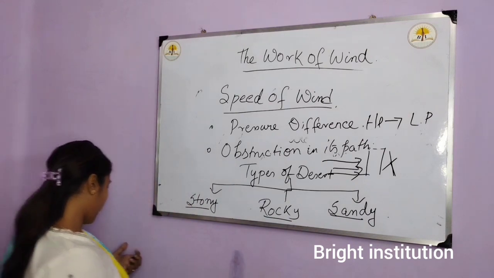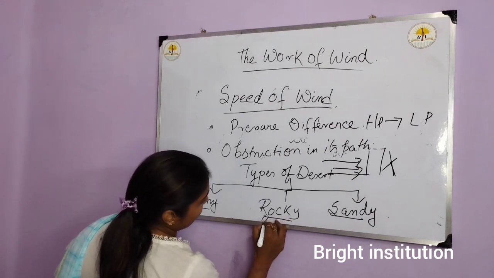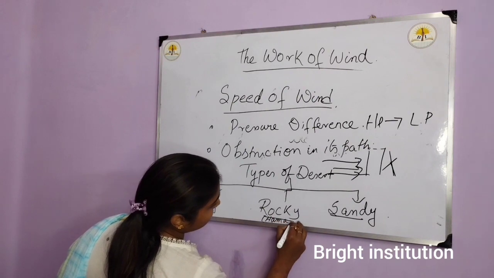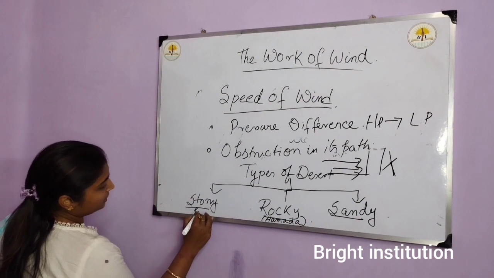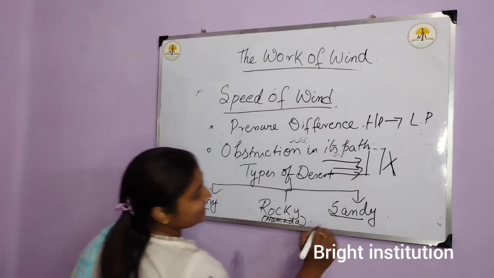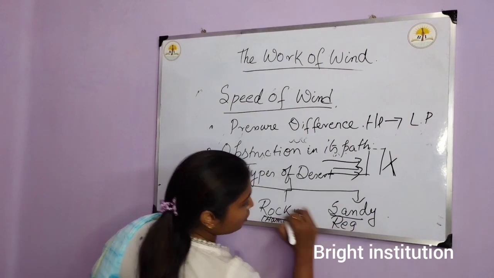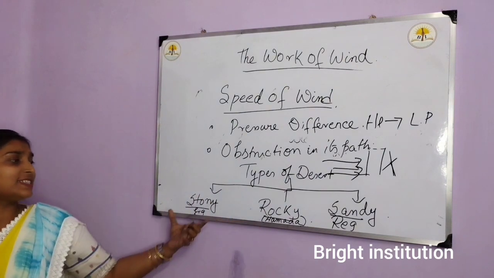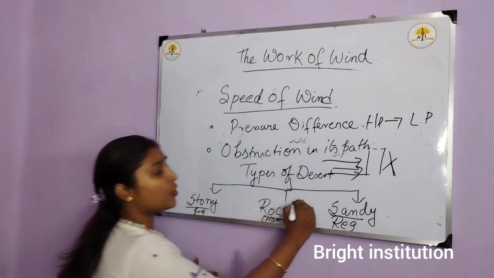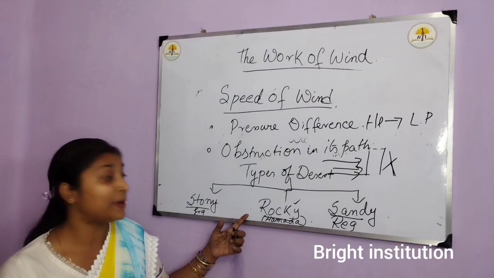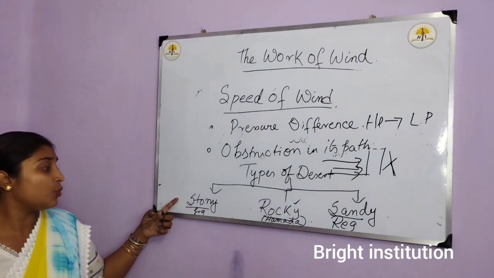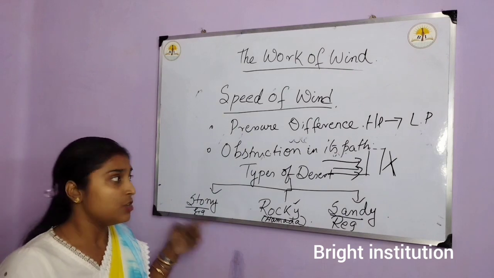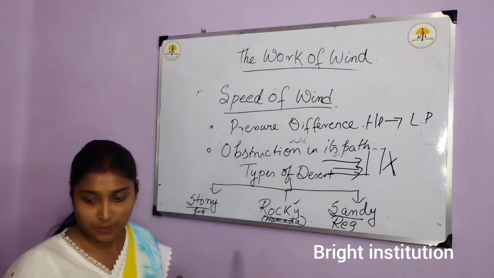Now what do you mean by the rocky desert? Rocky deserts are known as hamada. Stony deserts are known as erg. And the sandy deserts are known as reg. So they are called by different names. This is their local name. If you see a rocky desert, we can call it a hamada. If you see a sandy desert, we can call it a reg. And if you see a stony desert, we can call it an erg. So these are the three types of desert.